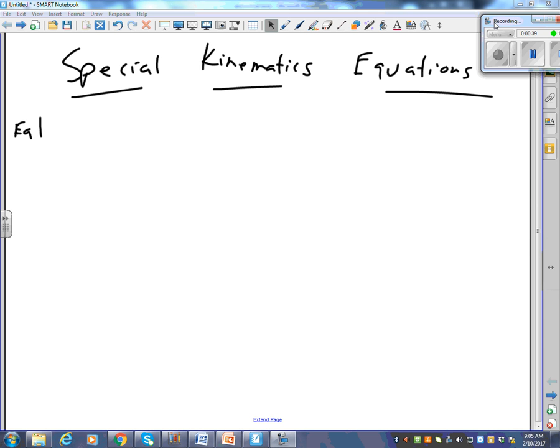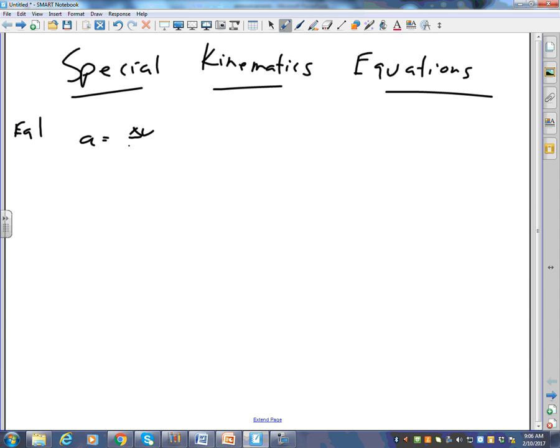All right. Remember this old classic, a equals delta v over delta t? Many of you probably have already started to use this without realizing it. I've had more than one kid say to me, couldn't I just do it like this? And I'm like, yeah, that's really good, actually.